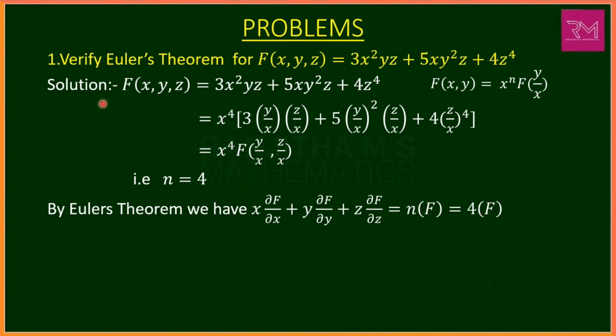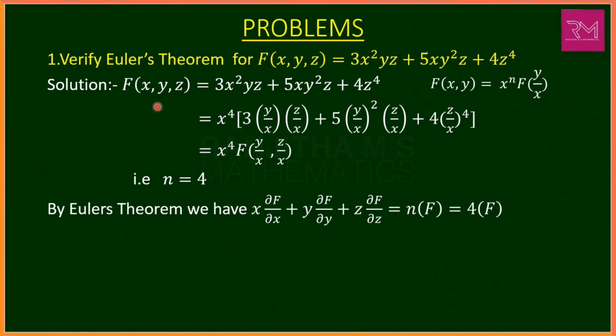That means to verify Euler's theorem for this function, we have to show that the value, that is x into del f by del x plus y into del f by del y plus z into del f by del z which is equal to 4 into f, that is function of x comma y comma z. We have to show that LHS is equal to 4 into f. This is the procedure to verify Euler's theorem. This is the first type of problem to verify Euler's theorem.